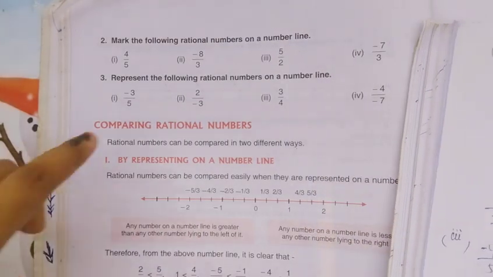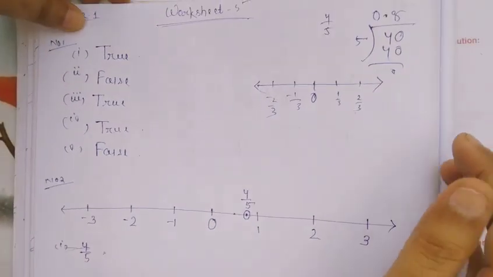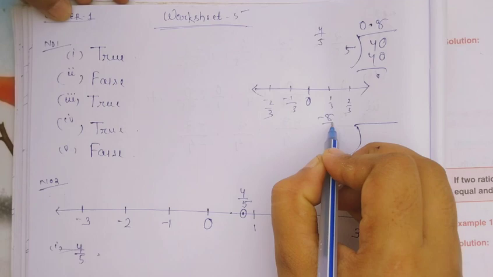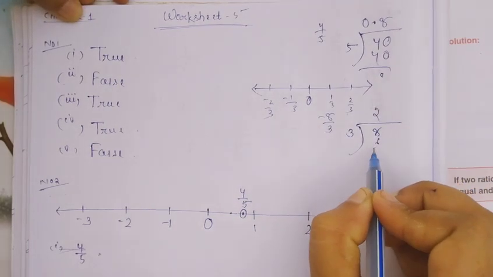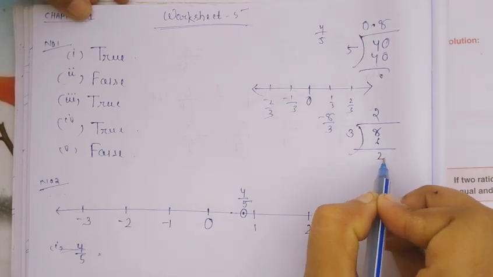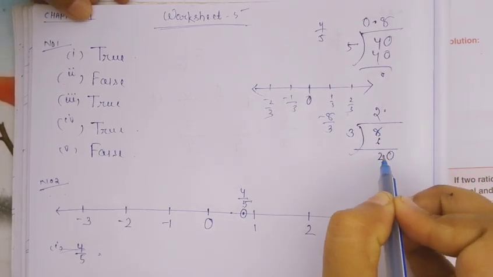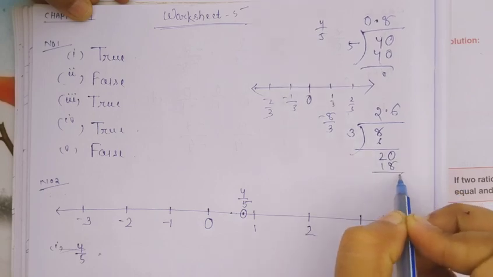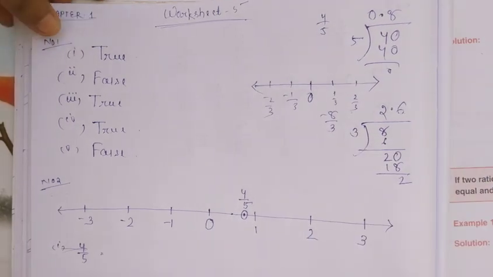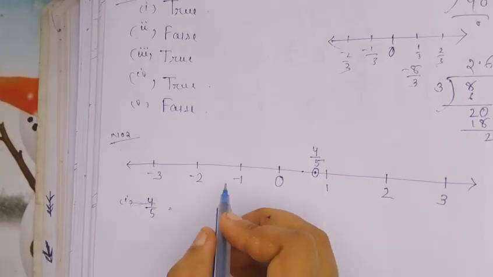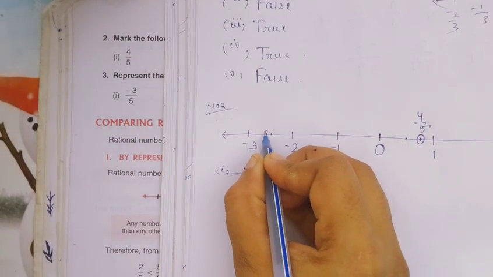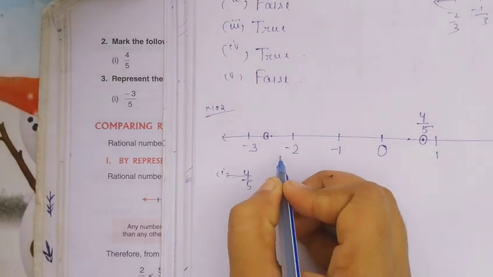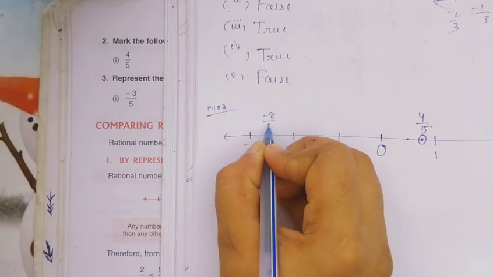Then next, minus 8 by 3. This is the negative side, so first I find the decimal. Minus 8 by 3. 3 times 2 is 6. Then 8 minus 6 is 2. Then we put a point and 10. 3 times 6 is 18. Then we find 2.6. This is the negative side, so minus 2.6. So here we write minus 8 by 3.